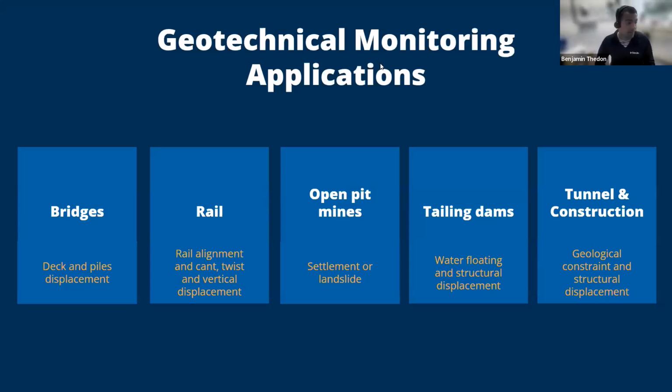For open pit mines, it is for settlement or landslides, to prevent any failure of the open pit mine. For tailing dams, it is for water flooding risk and also structural displacement. And for tunnels and construction, it is for geological constraints. So it will depend on the nature of the soil around, and also for structural displacement after you build your tunnel.